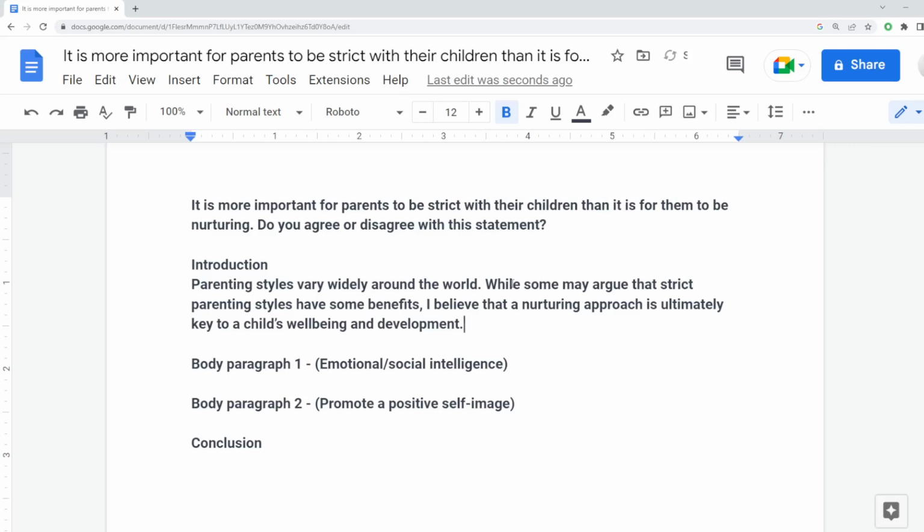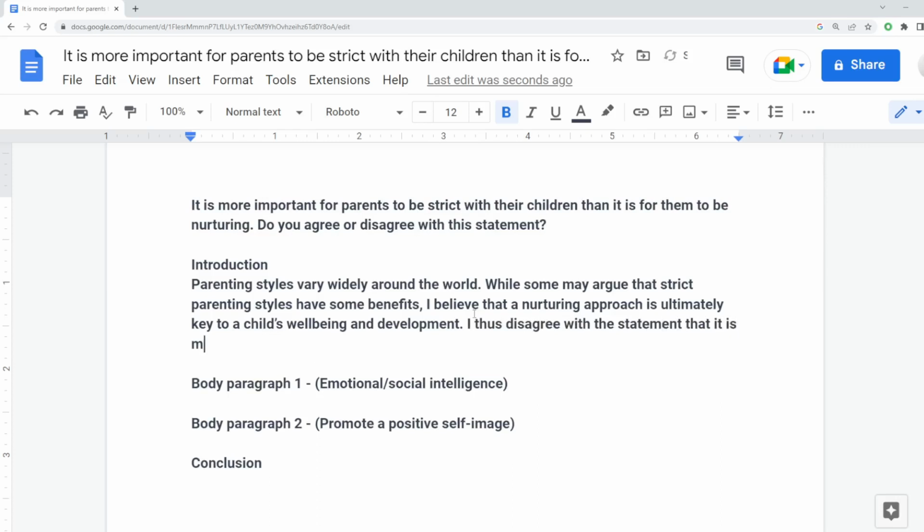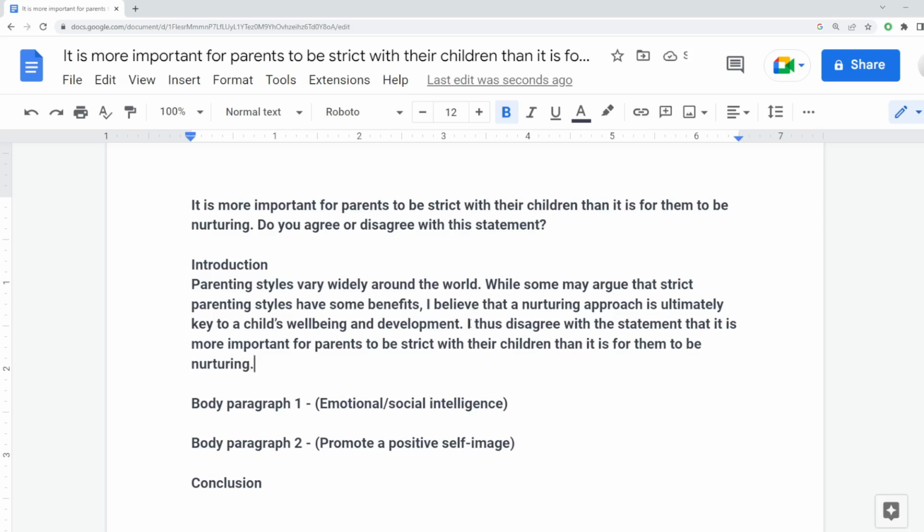So we've clearly stated our position. I'm going to actually just clarify this further in the next sentence and make sure that it very clearly links back to the subject of important. And I want to state clearly that I disagree, because that's what the instruction words are asking for here in the question. So I'm going to say, I thus disagree with the statement that it is more important for parents to be strict with their children than it is for them to be nurturing. Okay? So when the IELTS examiner reads this, there is no confusion. It is very clearly a response directly to this question and to this statement. Okay?